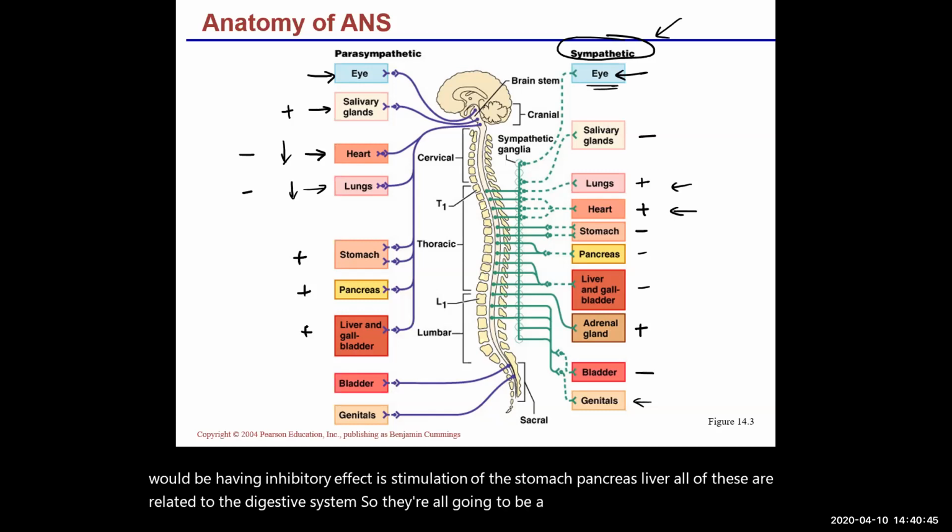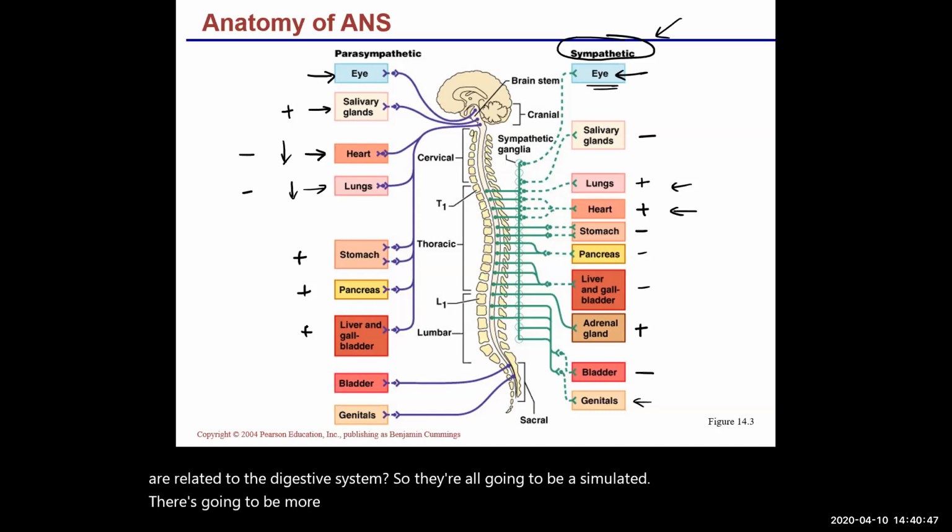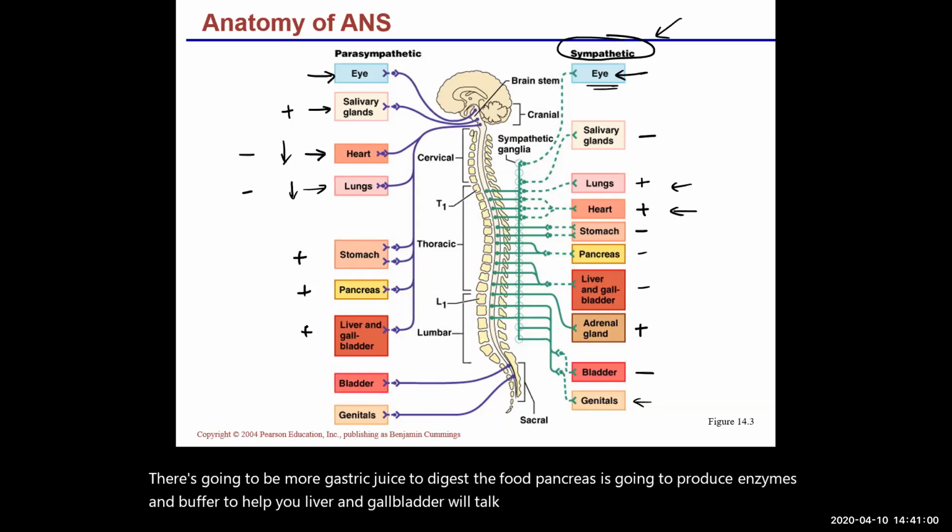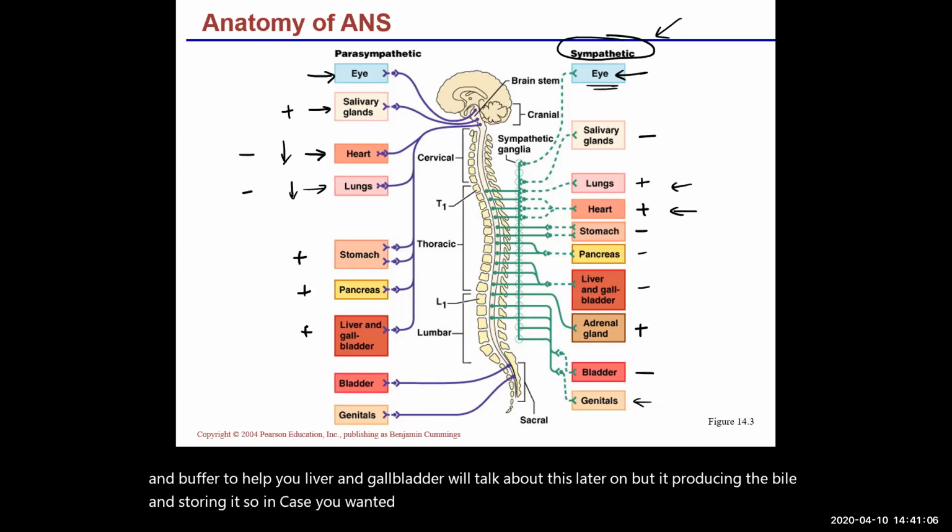There's going to be more gastric juice to digest the food. Pancreas is going to produce enzymes and buffer to help you. Liver and gallbladder, we'll talk about this later on, but it's producing the bile and storing it, in case you wanted to digest different molecules such as fat and so on. In terms of the urinary bladder, now you're relaxed, you could urinate, all right?